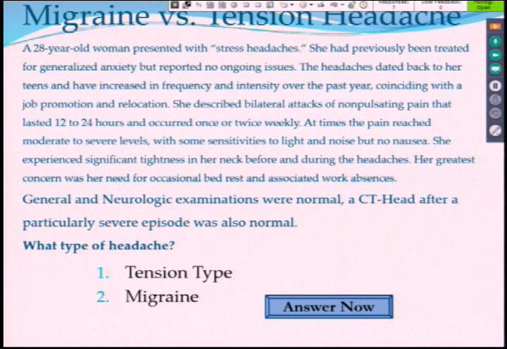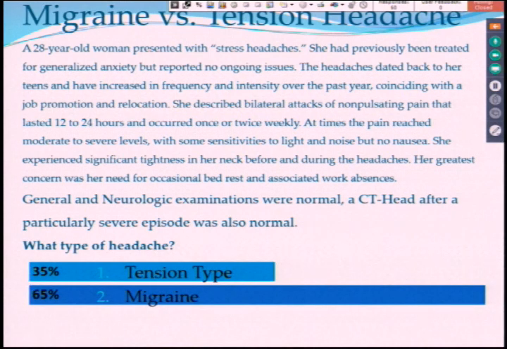Her greatest concern was her need for occasional bed rest and associated work absences. Her exam was normal. She was seen in the ER, and they did a CT scan of her head, and it was unremarkable. And so the question is, is this a tension headache, or is it a migraine? So, migraine, 65%. You're absolutely right. It's a migraine. The fact that she has both light and sound sensitivity makes it a migraine. The fact that she's missing work makes it a migraine.